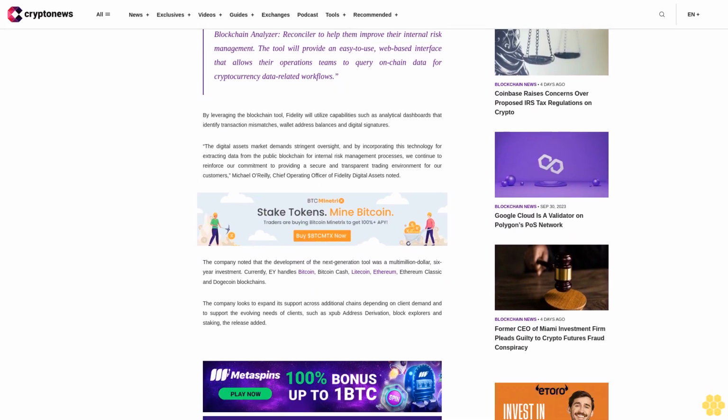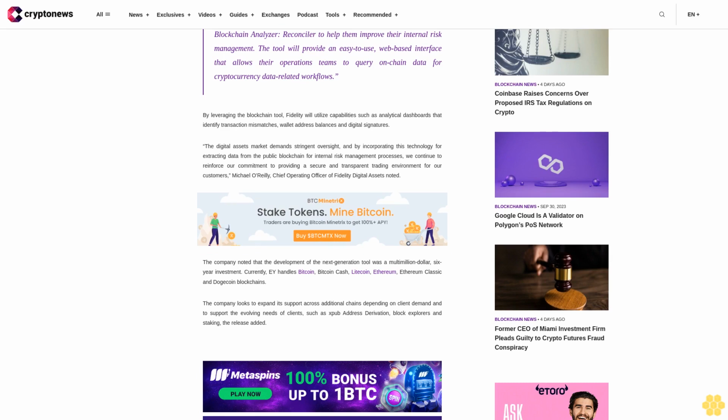The digital assets market demands stringent oversight, and by incorporating this technology for extracting data from the public blockchain for internal risk management processes, we continue to reinforce our commitment to providing a secure and transparent trading environment for our customers, Michael O'Reilly, Chief Operating Officer of Fidelity Digital Assets, noted.